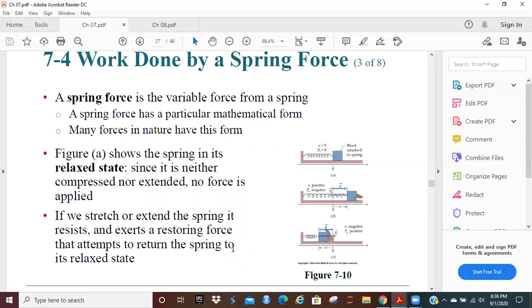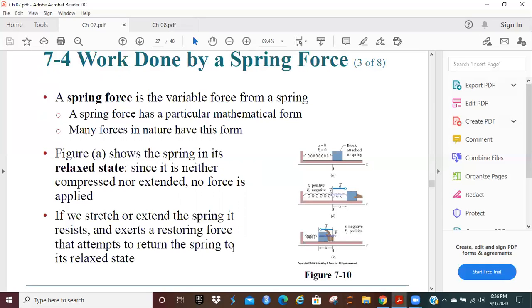So a spring force is the variable force from a spring. Big surprise there. Spring force has a particular mathematical form, and many forces in nature also have the same form. So we study it to get an idea as to how this can be modeled. And if we find other forces that can follow the same model, then so much the better.